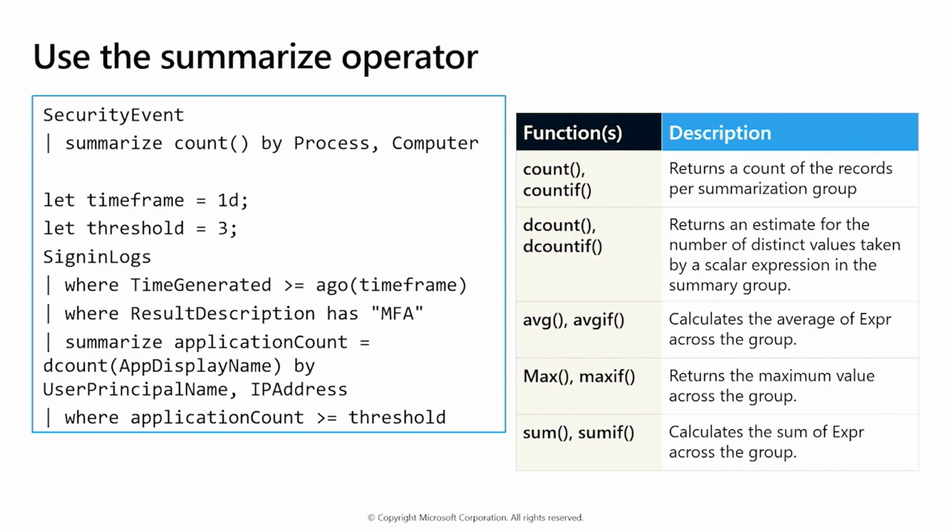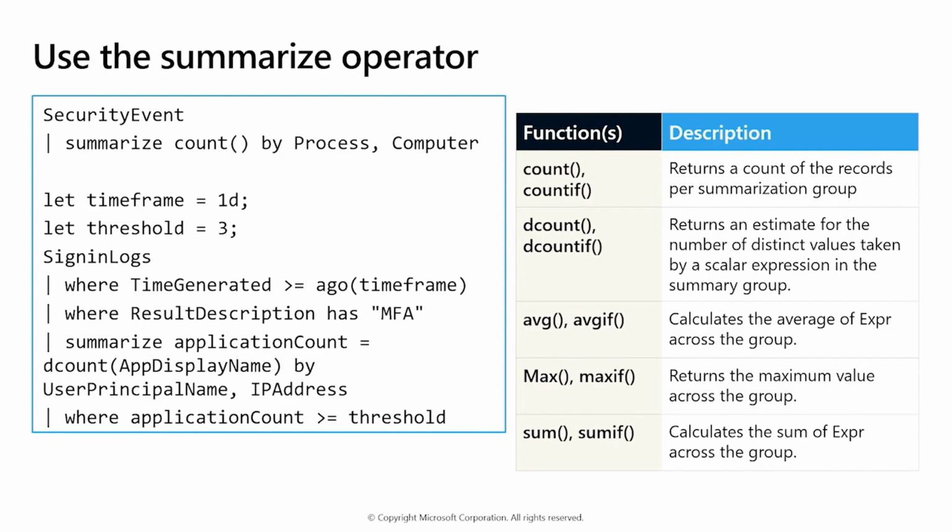The count operator with its variations will create a new column with the calculated result for the specified fields. The statement at the top left returns a count of SecurityEvent rows, and the count is grouped by process and computer. Because of the by clause, the result set will contain 3 columns: process, computer, count.